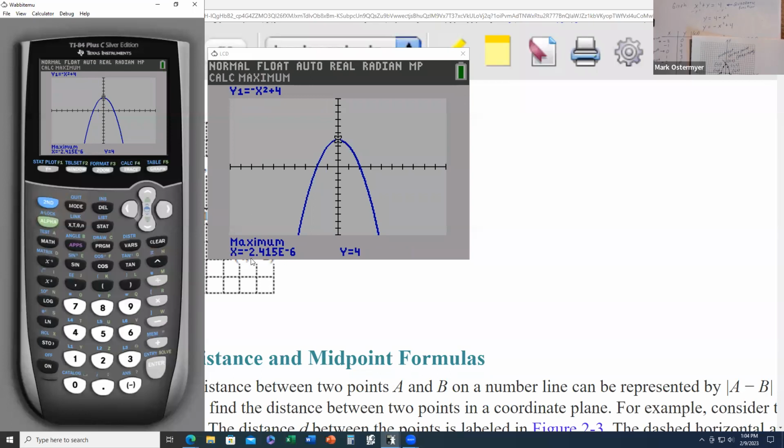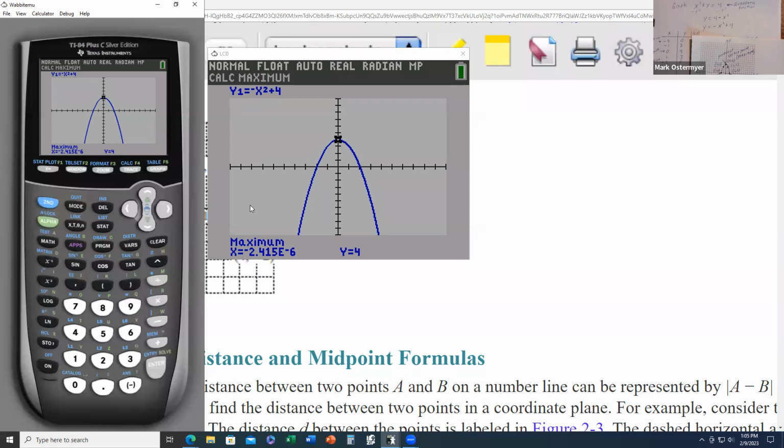Now, this x coordinate looks like it's -2.4. That's not the case because it's -2.415 times 10 to the -6th power. In fact, this is for all practical purposes 0. This is just scientific notation form. That's a very small number, so that's essentially 0. That's just round-off error taking place inside your registers, but we call that 0. Okay, so that would be our maximum point (0, 4).